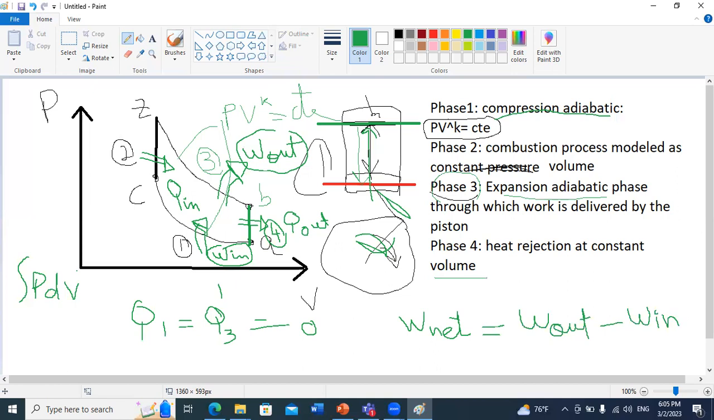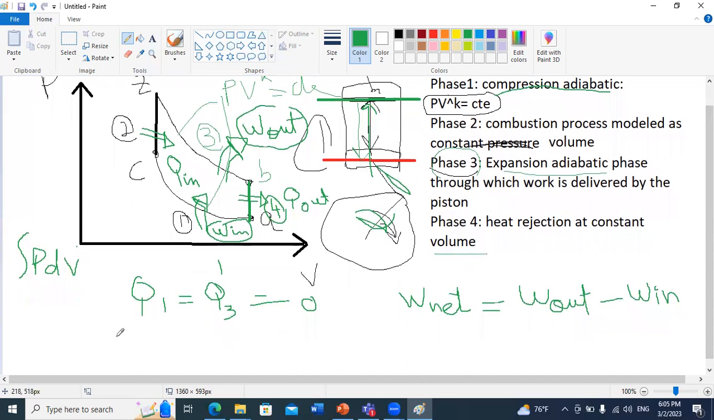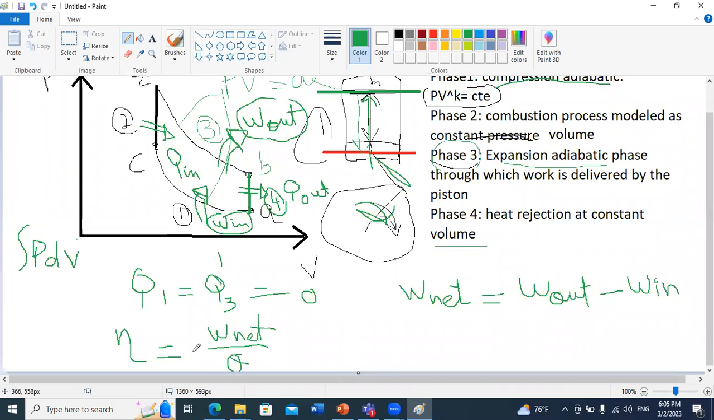So if I ask you about the efficiency, how can you write the efficiency of your system? The efficiency of my thermal engine is W net over the input. And what is my input here? It's Qn. Okay, so the input is Qn.